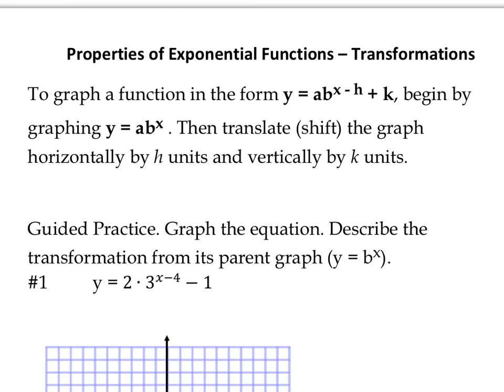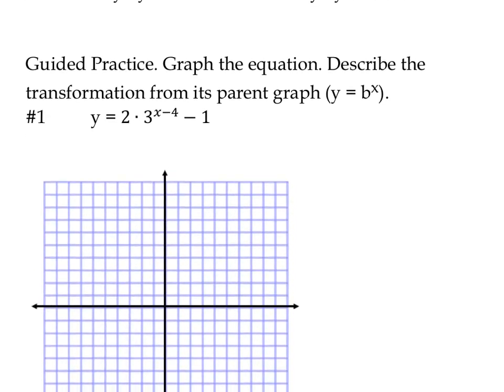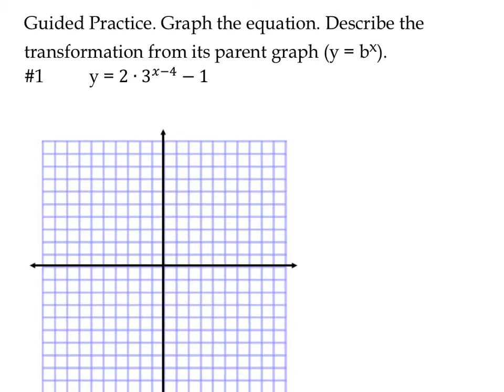This first example, we want to graph it, and we want to describe the transformation. We want to see how it's shifted, changed, transformed from the original parent graph, just y equals b to the x. That's the parent graph. When we talk about a parent graph, y equals b to the x is the basic. A value would just be 1. We don't have anything added or subtracted. That's our basic parent exponential function.